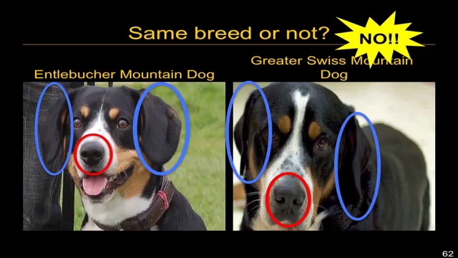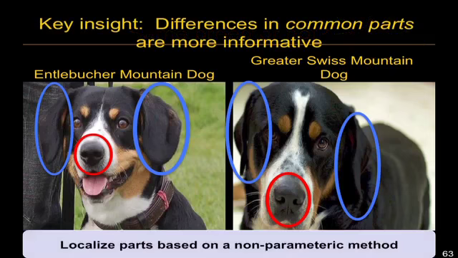These are two dogs from two different species, and it's pretty hard to tell these apart, but the shapes of the nose are a little bit different, and the ear shapes, you can see, maybe that's a little easier to tell, are a little bit different. So if we just try to compare some gestalt sense of the whole face, it's very hard to tell that these are different. It really helps if we can compare descriptions of localized features like the ears and the nose. It's a greater Swiss mountain dog and an Entlebucher mountain dog.